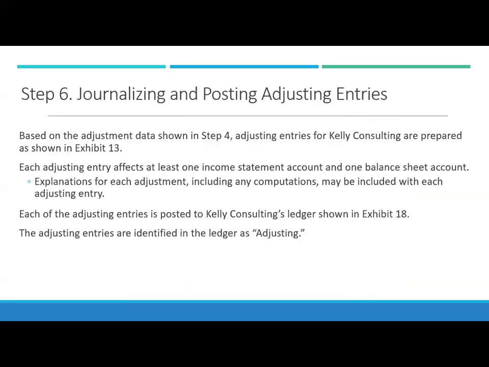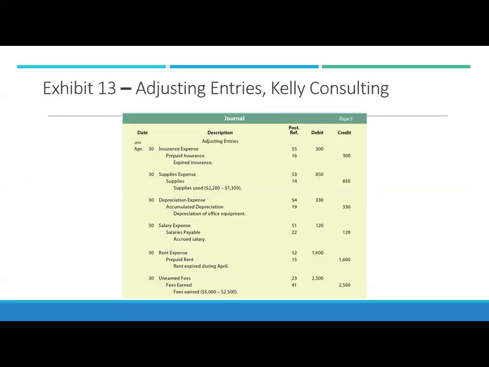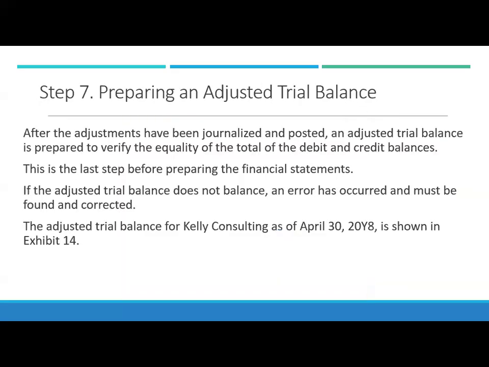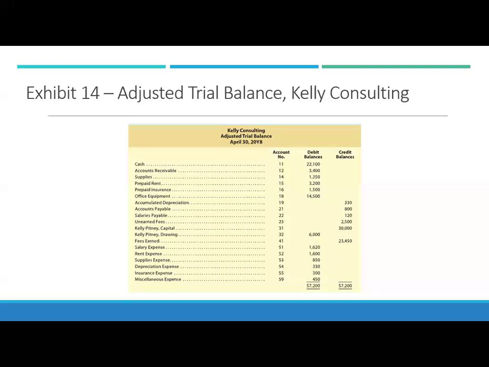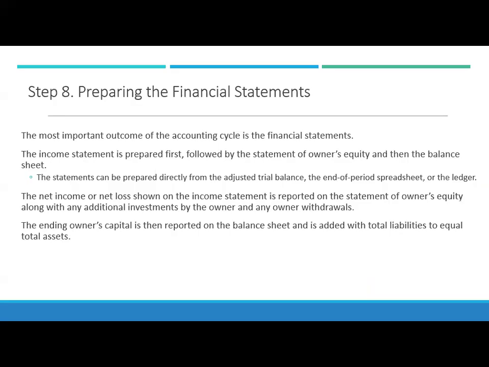And then we have all of our adjusting entries. We prepare an adjusted trial balance. Fairly straightforward here. We just adjust all of the accounts for the debits and credits that we made, the new T account balances, and then we prepare the financial statements from there.